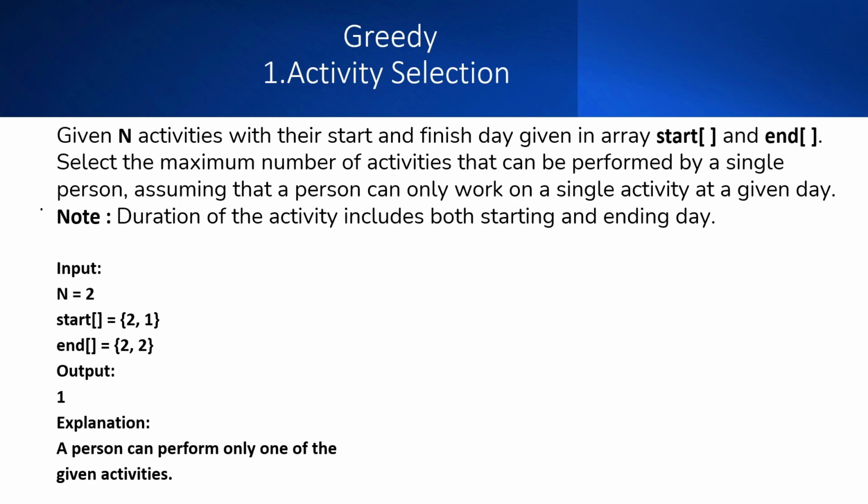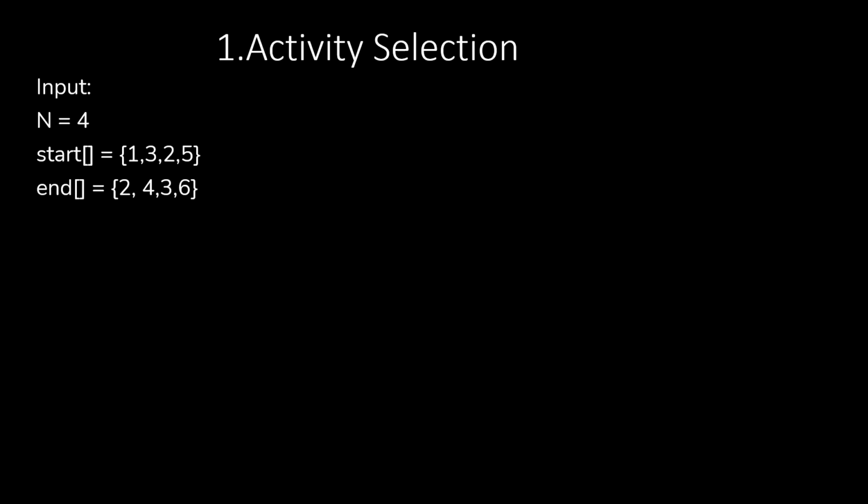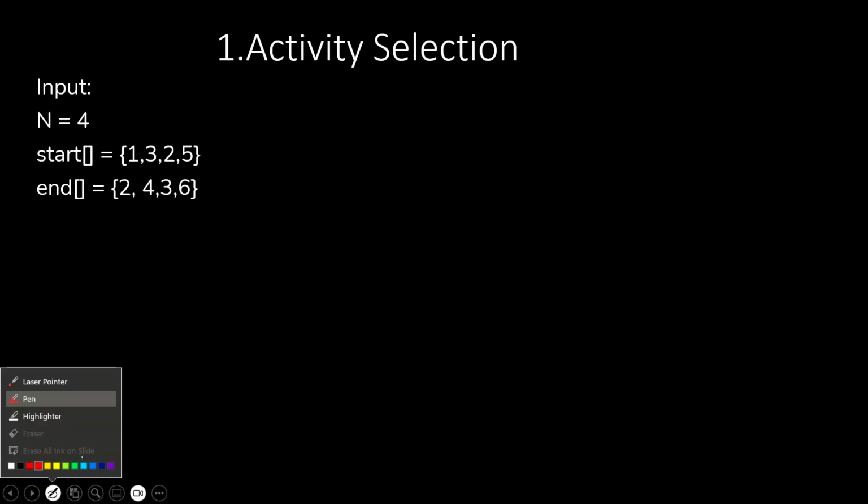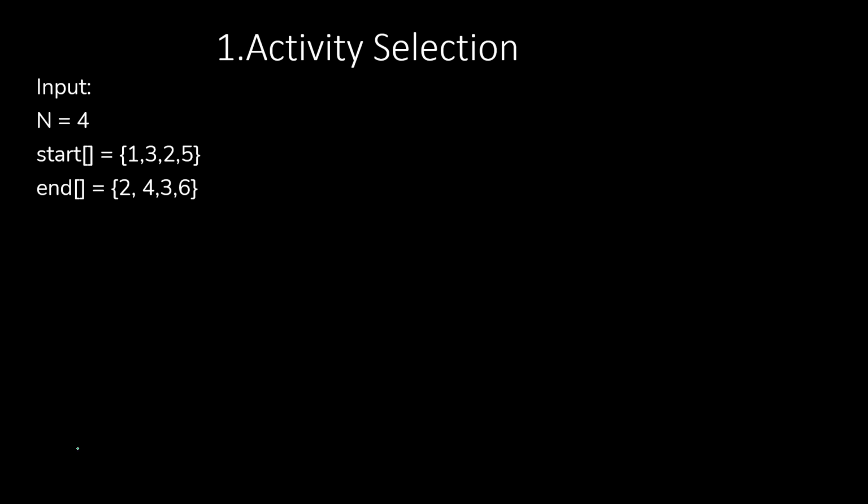Now let us discuss the question. In this question, it is saying there are two arrays, okay? One is start and one is end here, as you can see. So what this start and end are saying is that there is a certain person who is working day and night.